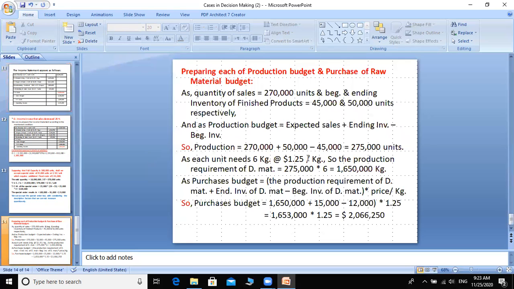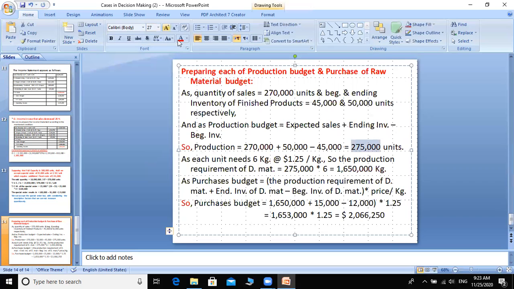I told you the production 275. This is the production quantity. For each unit I will produce, I need 6 kilogram. As each unit needs 6 kilogram at 1.25 per kilogram, so the production requirement of direct material equal 275 times 6. I need 1,650,000 kilogram. This is my requirement for the production.